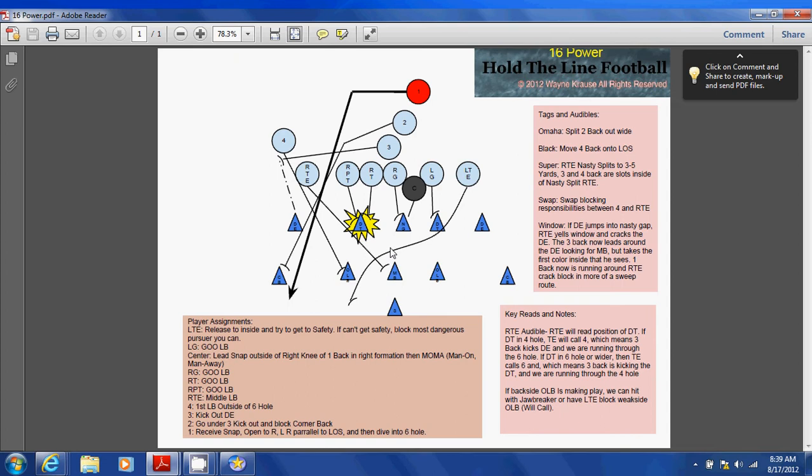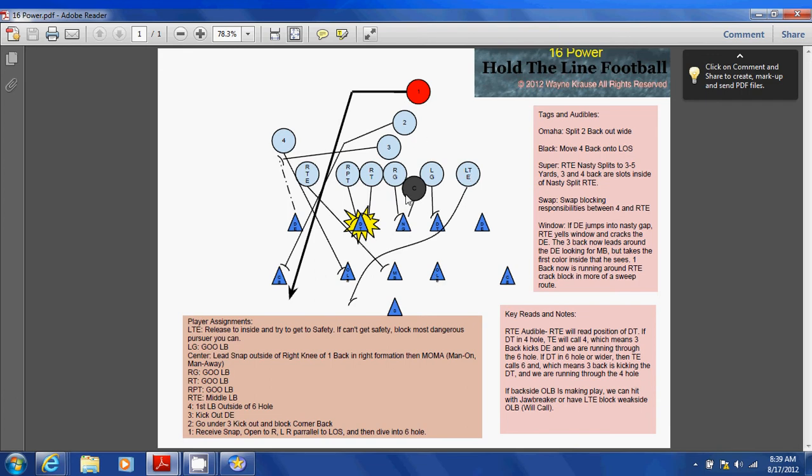Just for argument's sake, let's say this nose guard was not here. There is nobody here. The right guard would check his inside gap. Nobody there. Nobody on him. Nobody outside of him. So he goes to the first linebacker. Linebackers are our defenders on the second level of the defense. And he goes to the linebacker inside of him, which in this case would be this outside backer.